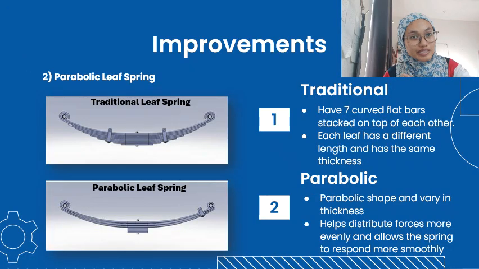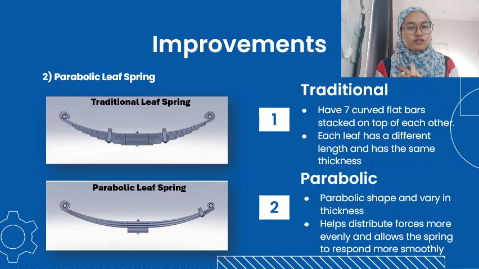For the second improvement, by using a parabolic spring, as you can see in the picture, there are differences in terms of the design between traditional and parabolic springs. For the traditional, we followed a YouTube tutorial to have 7 curved flat bars that stack on top of each other, and each leaf has a different length and the same thickness. While for the parabolic spring, you can see that each leaf has a different thickness.